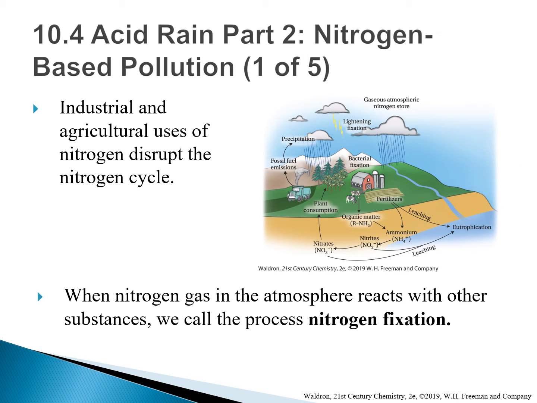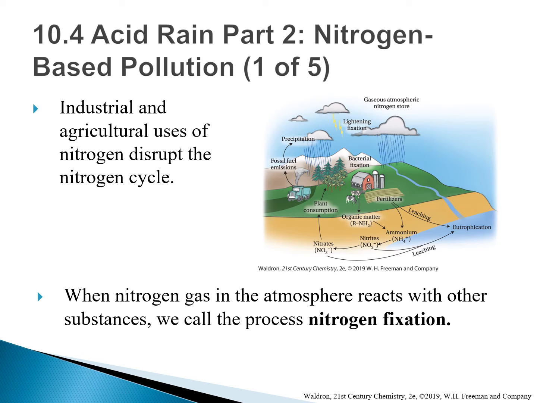Industrial and agricultural uses of nitrogen disrupt the nitrogen cycle. As illustrated in the figure, nitrogen moves through the air, the ground, and the water. Most nitrogen exists in the air in the form of nitrogen molecules. When this inert nitrogen gas reacts to become part of other substances, we call this process nitrogen fixation. Certain plants and bacteria are specially equipped to fix nitrogen and assimilate it into organic compounds. Lightning strikes can also fix nitrogen.